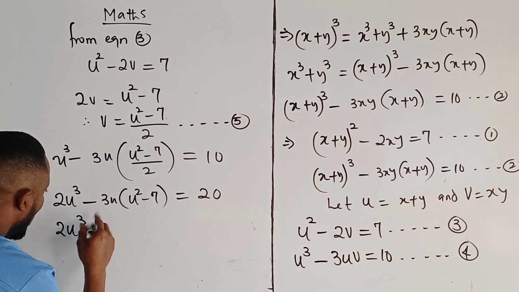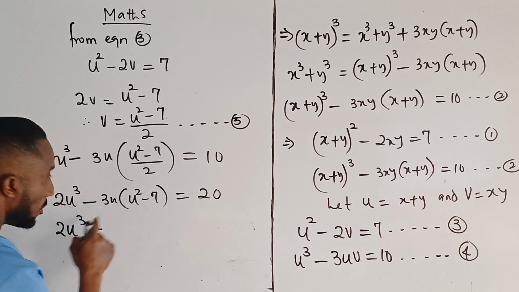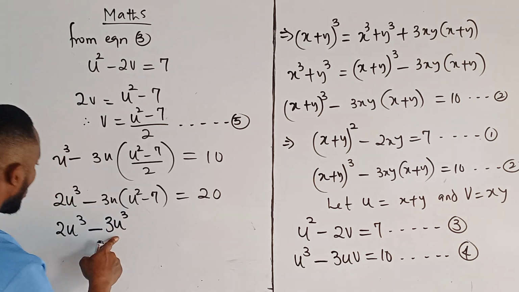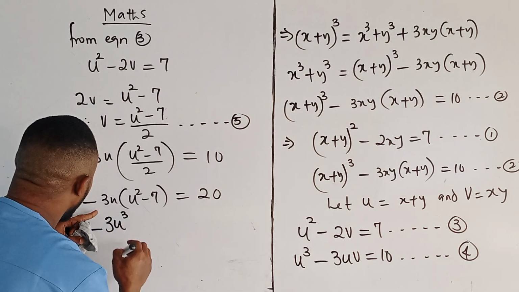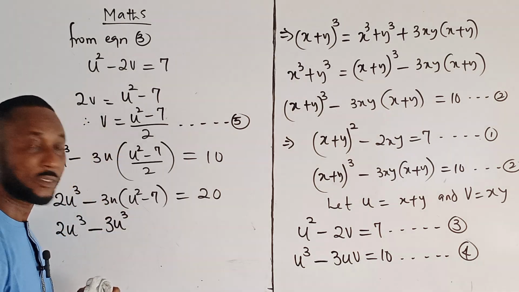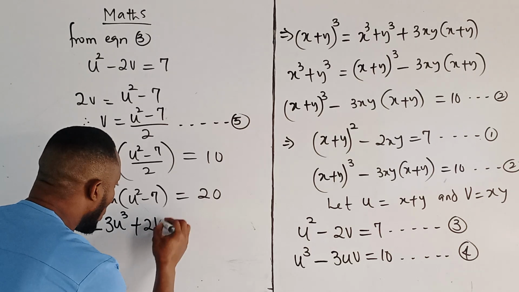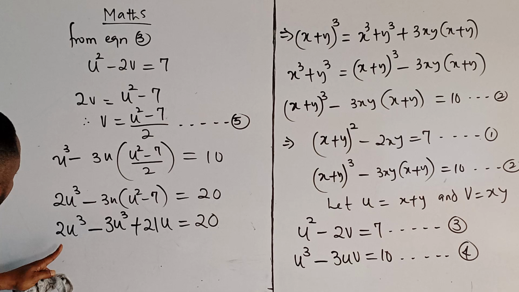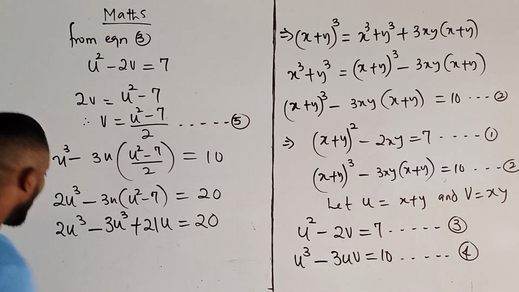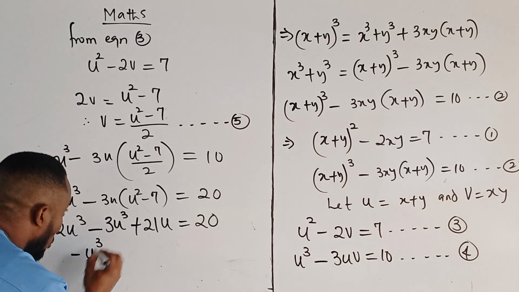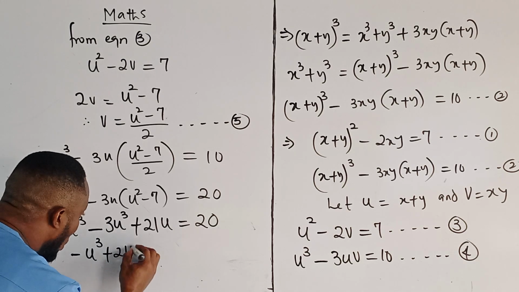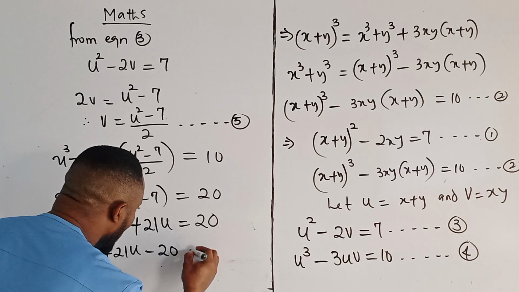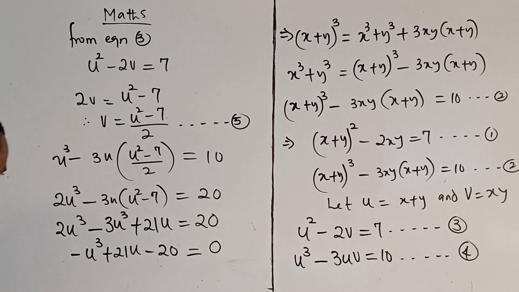2u cubed minus 3u multiplied by u squared, that will be 3u cubed. Then negative 3u multiplied by negative 7 will be 21u, everything equal to 20. So 2u cubed minus 3u cubed gives us minus u cubed plus 21u. I'll take 20 to the left, it becomes negative, equal to 0.